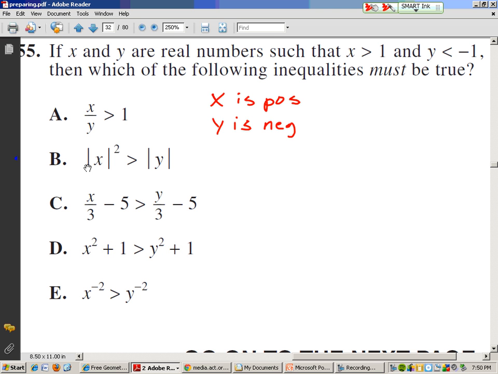Is a positive divided by a negative? This is positive, this is negative. Is that going to be bigger than 1? Because y has to be negative, right? So we can eliminate A.